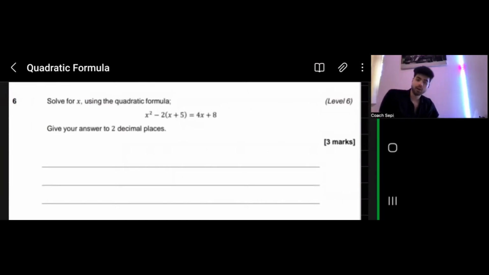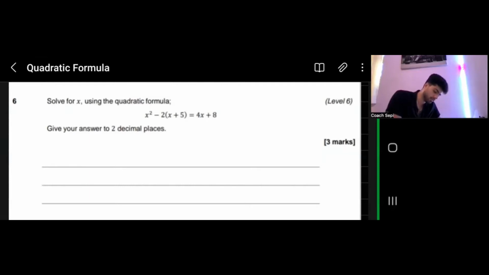We have x squared minus 2 bracket x plus 5 equals 4x plus 8, and it says solve for x using the quadratic formula. What we do first is we simplify this. So first we'll multiply out everything and collect like terms.